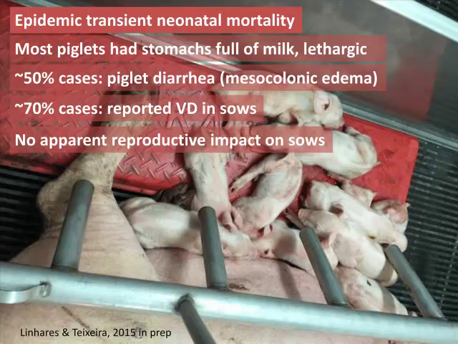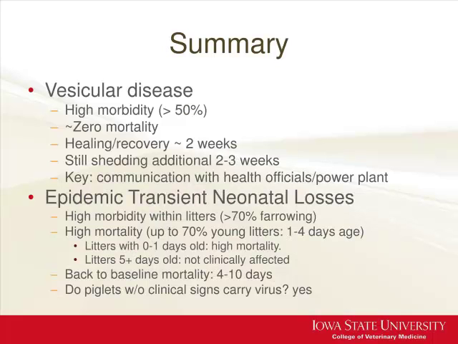And so in most cases, there is some vesicular disease going on in the sows and no apparent reproductive impact. They really don't seem to be affected with increased repeats or reduced farrowing rate or something like that. It really is something that happened with the piglets. As time goes by, the herds seem to go back to normal. So as a summary, we have two things going on here, vesicular disease and the neonatal losses.